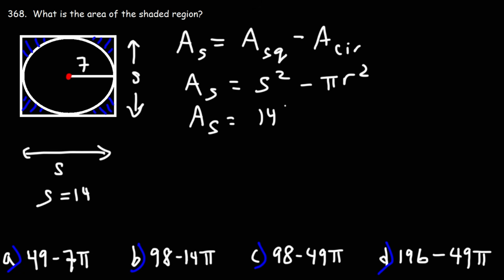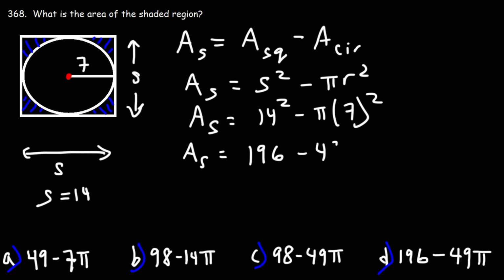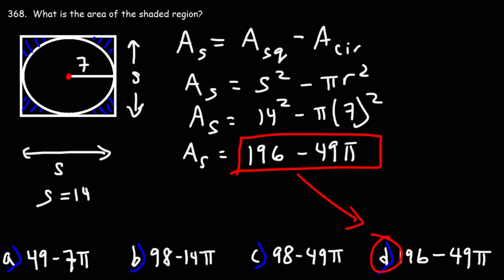So we're going to have 14 squared minus pi times 7 squared. Since the answer contains pi, we don't need to replace pi with 3.14. 14 squared, 14 times 14 is 196. 7 squared, 7 times 7 is 49. Therefore, the exact answer is 196 minus 49 pi. And that corresponds to answer choice D.